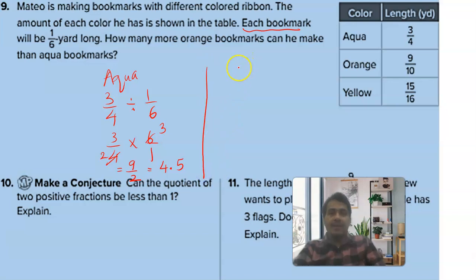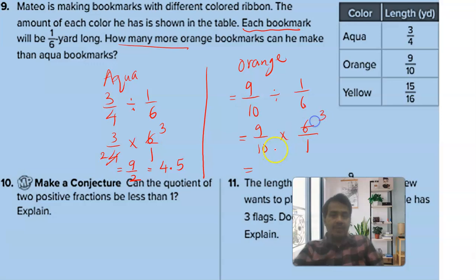And then orange. Maybe orange is more because they are saying how many more orange. Orange will be more. Let's see, 9 by 10 divided by 1 by 6. So 9 by 10 times 6 by 1. 2 times 3 and 2 times 5. That's the only thing we can do. We get 27 by 5, which when you do long division should be 5.4.